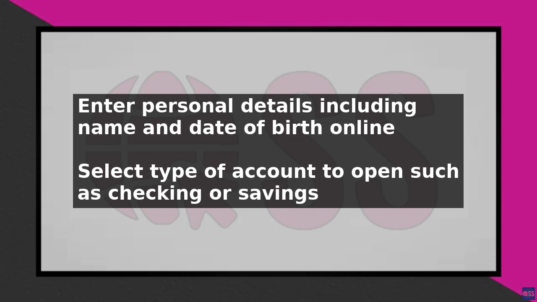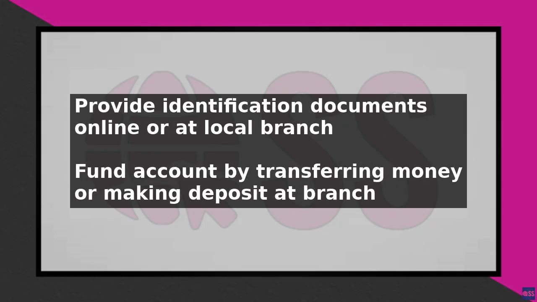Once you have completed the application process, you will receive an email with instructions on how to verify your account. This will typically involve entering a verification code sent to your phone or email. After verification, your account will be active and you can start using it to manage your finances.